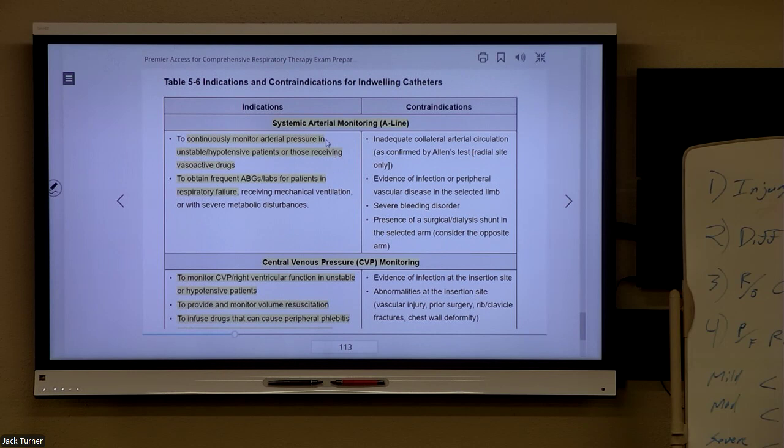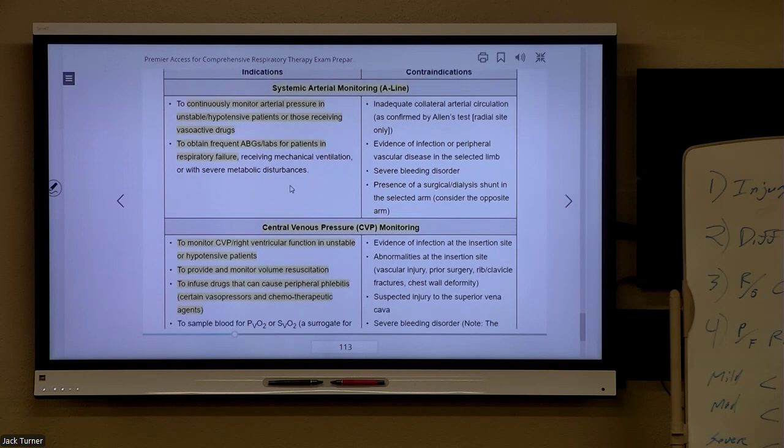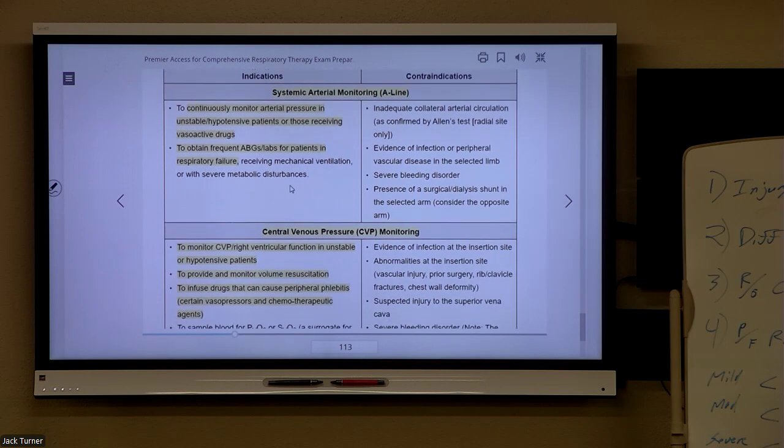The last thing we're going to look at here, other than just a real quick thing about thoracentesis, is on page 124. This is indication and contraindication for indwelling catheters. Like, why would you order these catheters for somebody? And the first one is an arterial line. So really just two reasons why you do an art line.